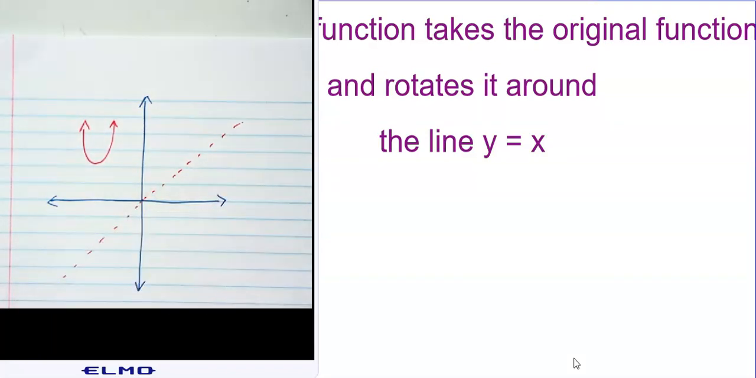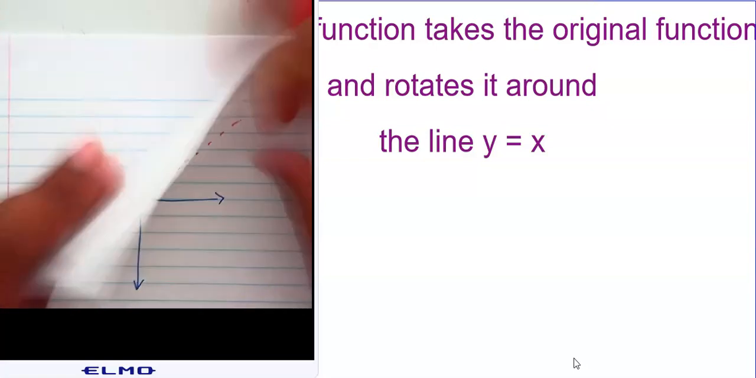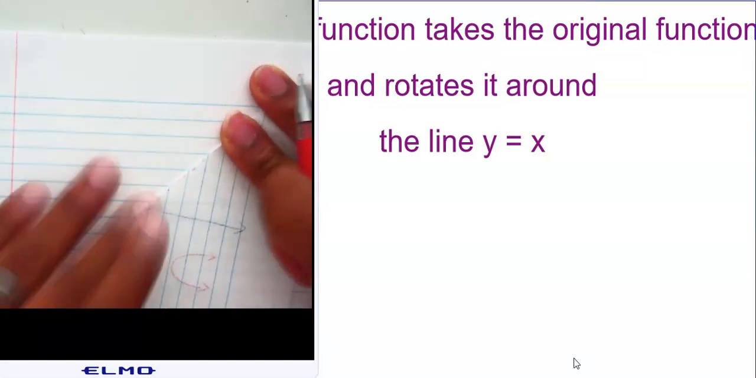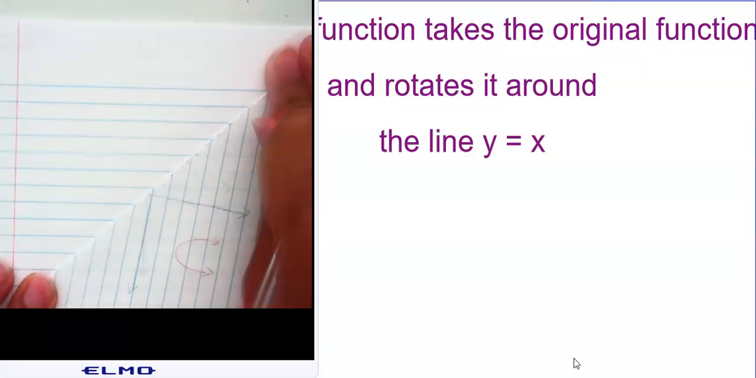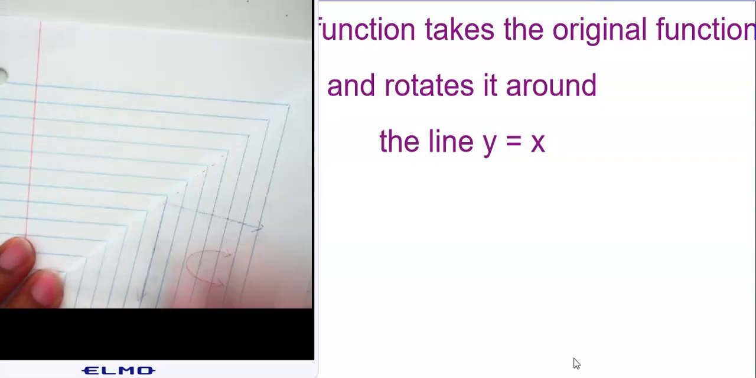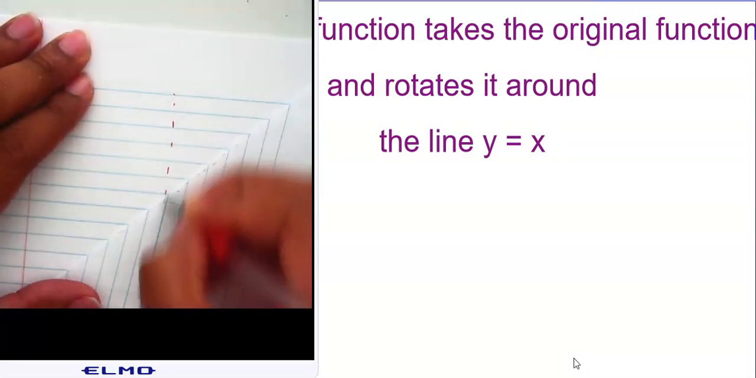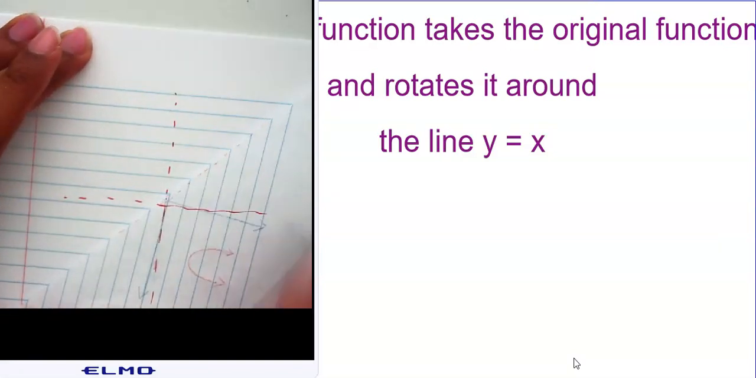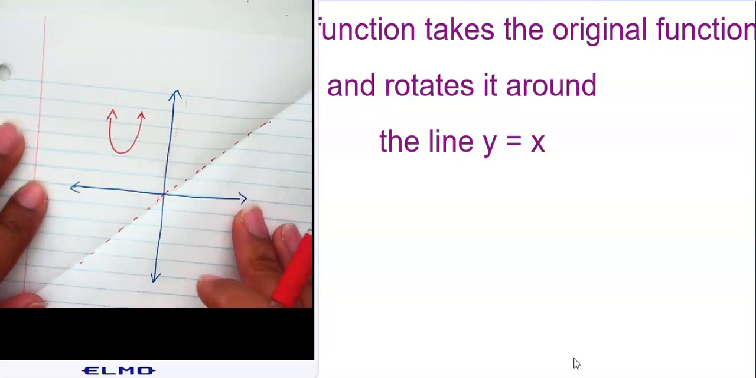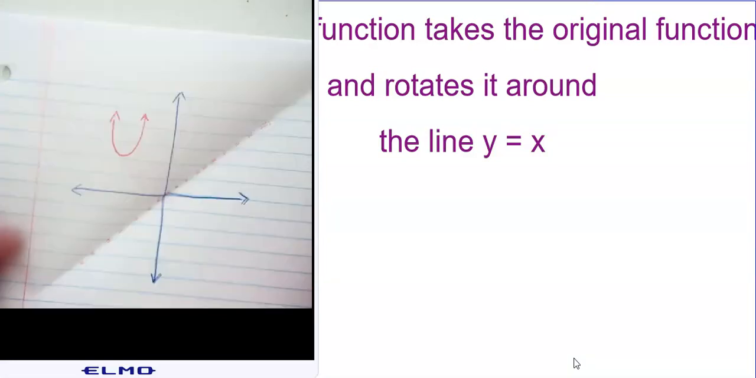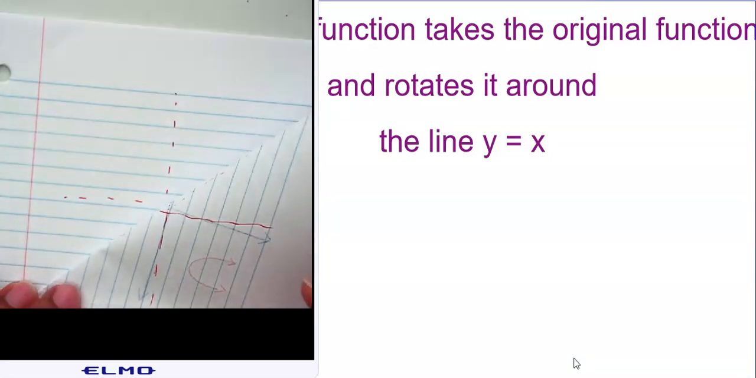If we fold on this line, let's see if I can do it correctly. I hope you can see it. If we had our four quadrants here, let me just draw that really quick. If you look at it, our inverse function is over here. The original function was in the first quadrant, and the inverse function is now in our fourth quadrant. So that's what an inverse function does. It takes the original function and flips it about the line y equals x.